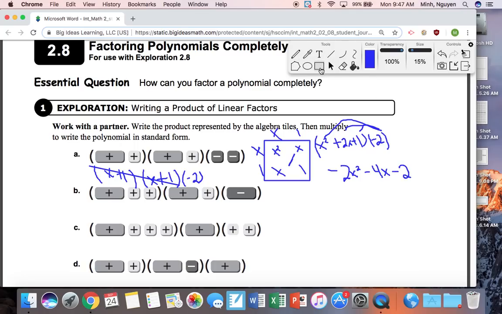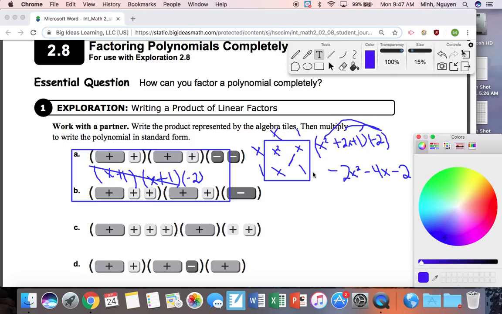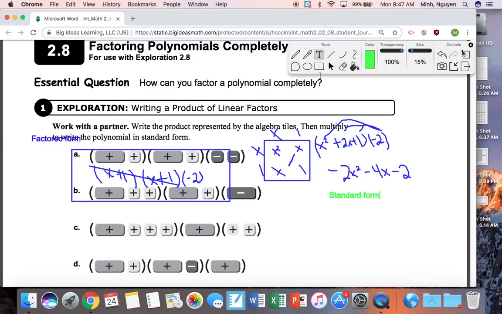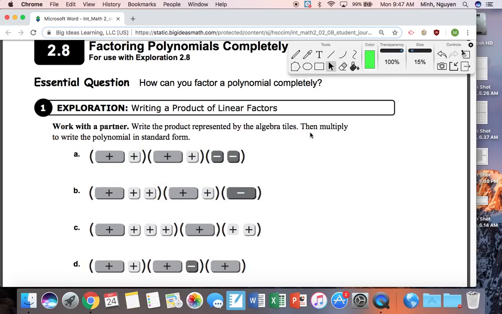As a reminder, this is factored form. I'll type it, factored form. And this over here is standard form. The point of factoring is to go generally from standard form to factored form. But how could you look at something like this and turn it into that? I will show you. That's the point of this section.